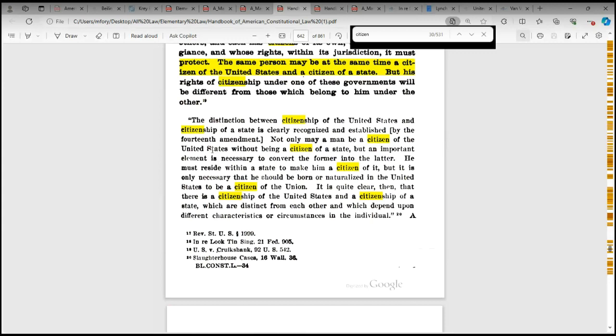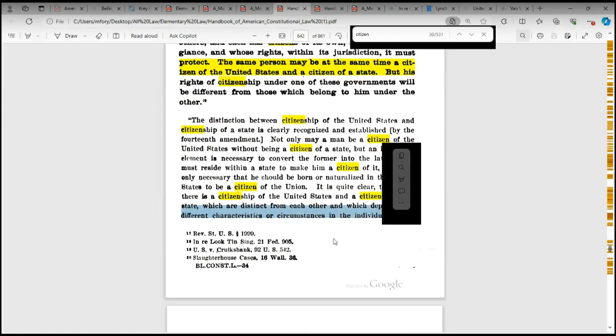So that's what? Convert the former, the United States citizenship into a state citizen. He must reside within a state to make him a citizen of it. But it is only necessary that he should be born or naturalized in the United States to be a citizen of the Union. Think about what they just said right here. It is quite clear then that there is a citizenship of the United States and a citizenship of the state, which are distinct from each other and which depend upon different characteristics or circumstances in the individual.